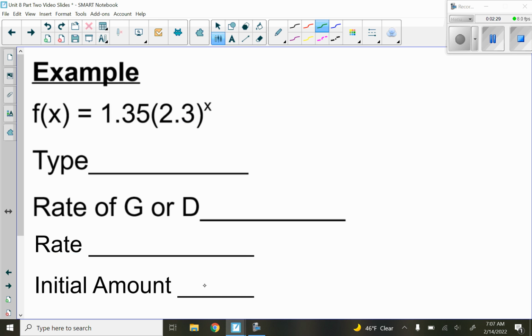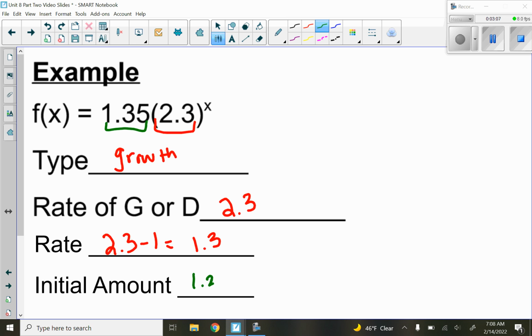Let's look at another one. We look here, that is bigger than 1, so this is a growth with a growth rate of 2.3. And then the rate itself, we take that 2.3 and subtract 1. So we get 1.3. And then our initial amount was that 1.35.